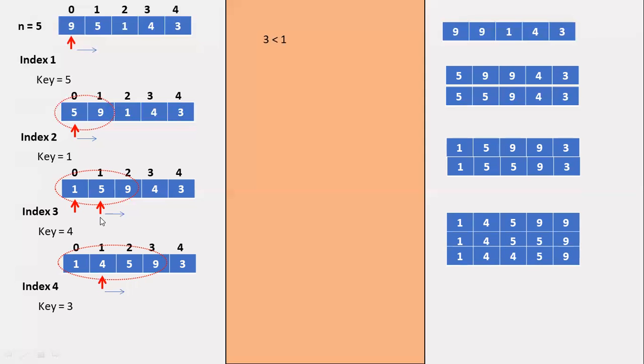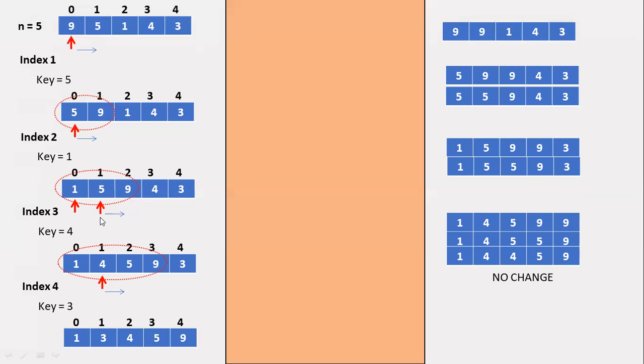So here 3 less than 1, condition is false. So there is no need of changing the location of the 3. So we have to copy the key value at that particular location. So at the location 1, we have to copy the output. So our final output will be 13459. So after the fourth iteration, all the 5 elements will be in the sorted order.